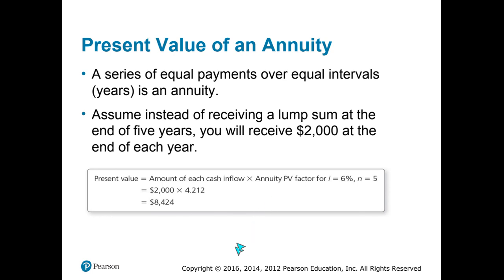To calculate this, we're going to take the amount of each cash inflow. They tell us that we're receiving $2,000 at the end of every year. So annually, $2,000. We take 2,000 times this factor that we found in our book, and that gives us $8,424. That's the present value of the annuity.